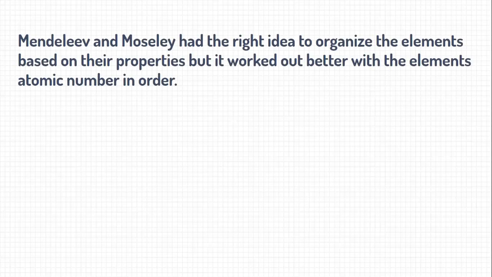Now, Mendeleev and Moseley had the right idea to organize the elements based on their properties, but it worked out better with the elements' atomic number and order. That's where Mendeleev went wrong in his organization. Moseley was more on spot; it made more sense and was more put together when organizing it by atomic number.